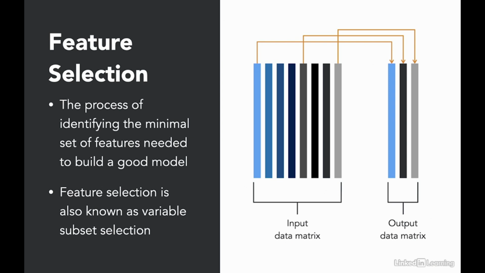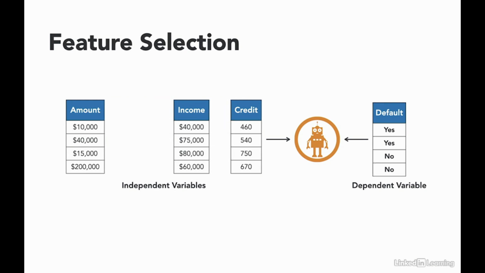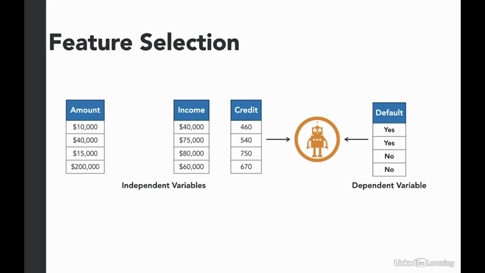To illustrate how this works, let's assume that our goal is to build a supervised machine learning model that uses the 6 independent variables of loan amount, loan grade, loan purpose, income, age, and credit score to predict loan outcomes. With feature selection, we identify a subset of the features that result in a model that performs almost as well or possibly better than one built with all 6 original features.